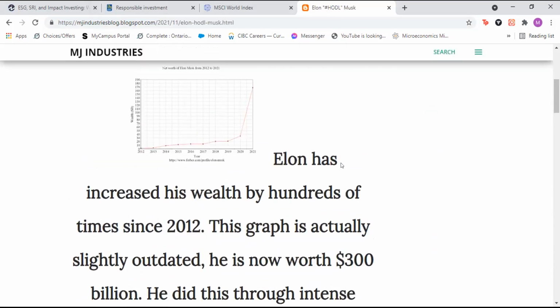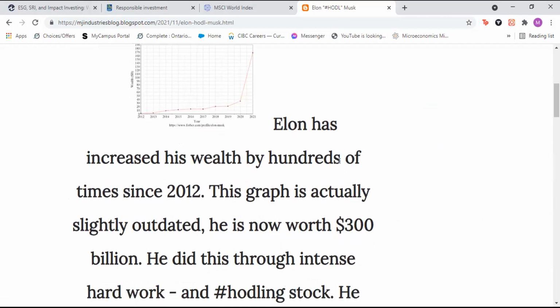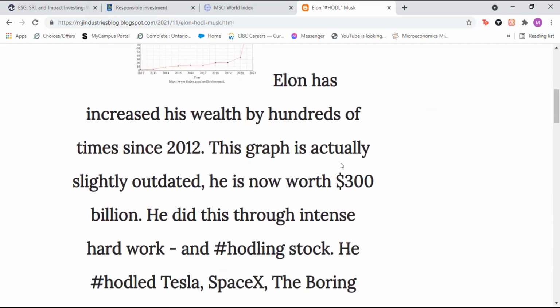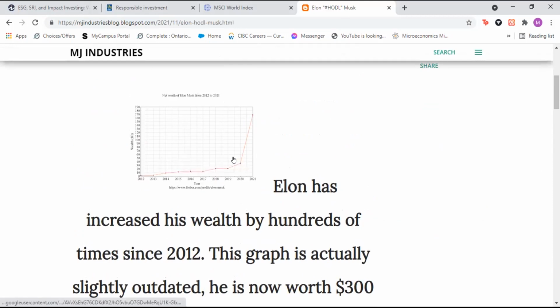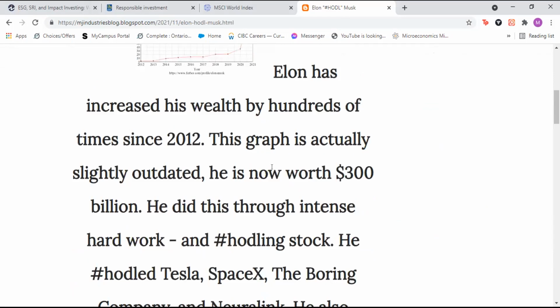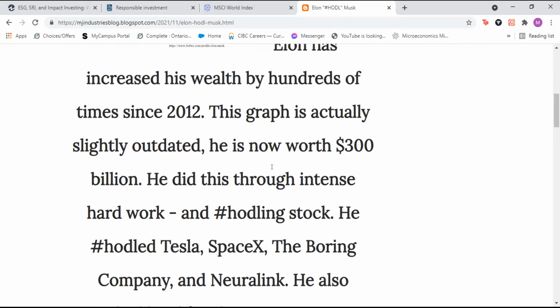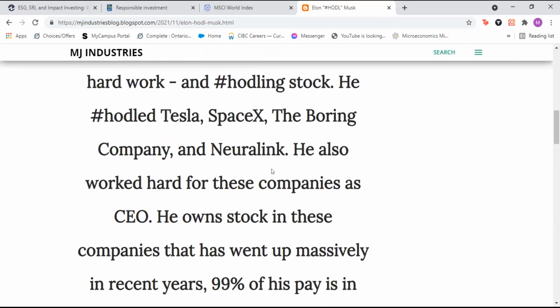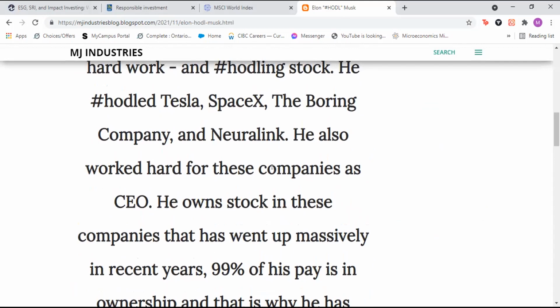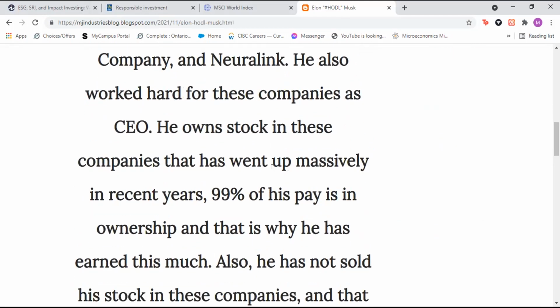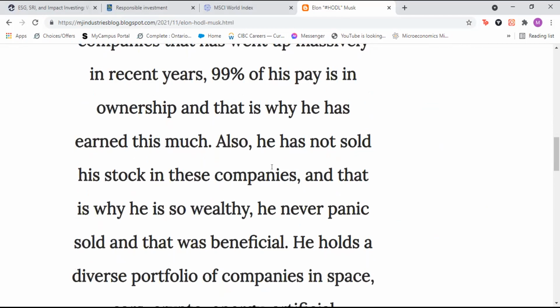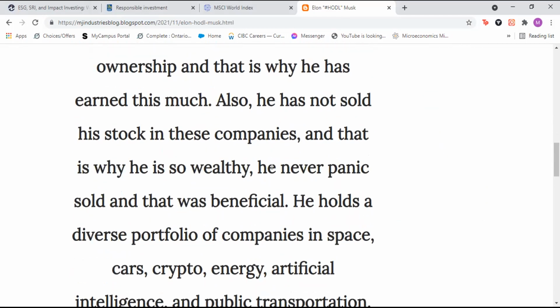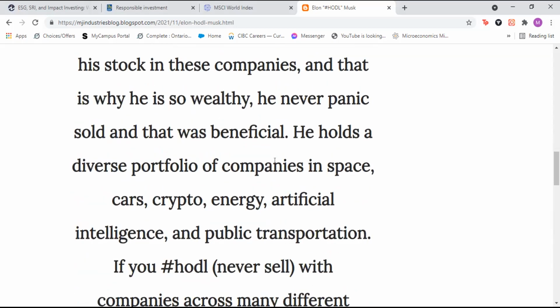And then Elon Musk is another good example. Elon has increased his wealth by hundreds of times since 2012, and it's similar to the chart I showed you with the model I ran. He's worth over $300 billion now, and that's through hard work and also never selling stock. His investment portfolio is Tesla, SpaceX, the Boring Company, and Neuralink. And 99% of his pay is in ownership, and that's why he's earning that much. He's never sold stock in his companies except for recently. That's why he's been so wealthy: he never panic sells, and that's why it's beneficial.